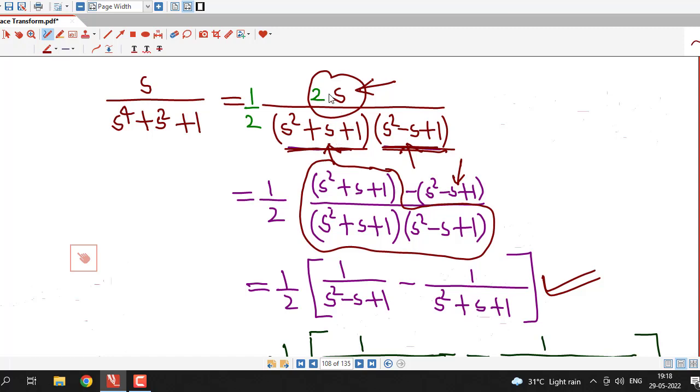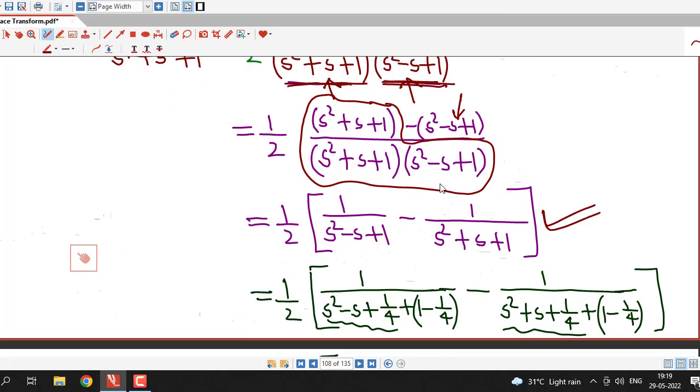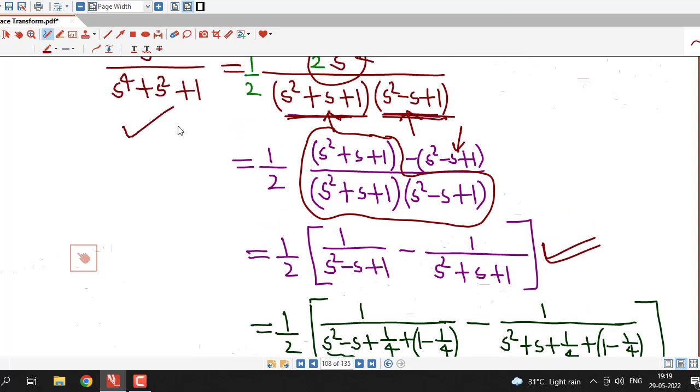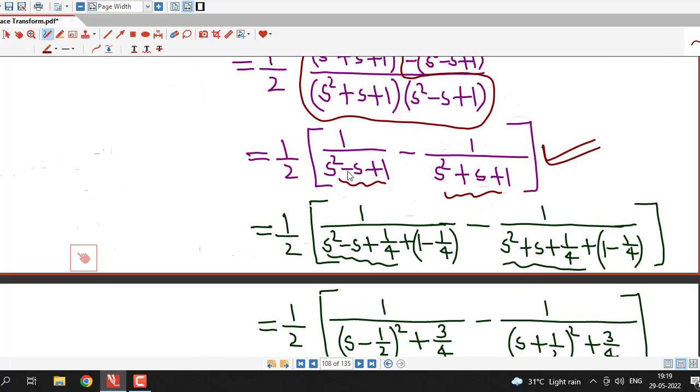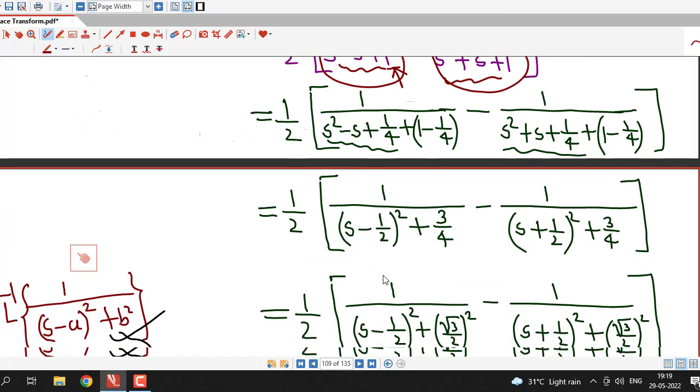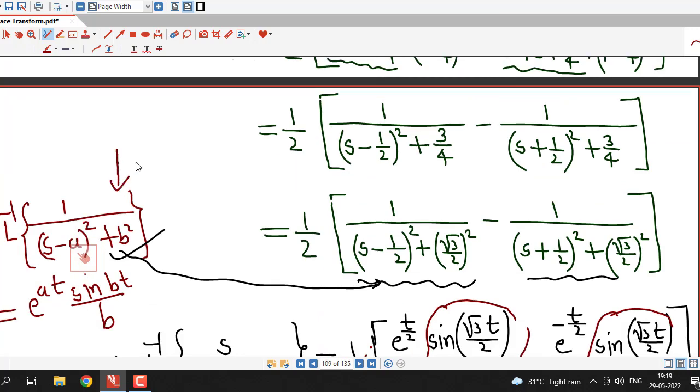So first I have written 2s equal to the difference of these two, and I am directly able to write this function in terms of partial fractions. And because these two are irreducible, we first set the last term so that we obtain this form, and we are able to apply this formula.